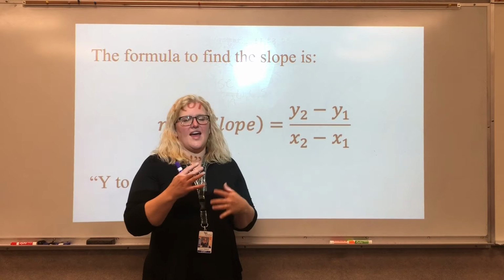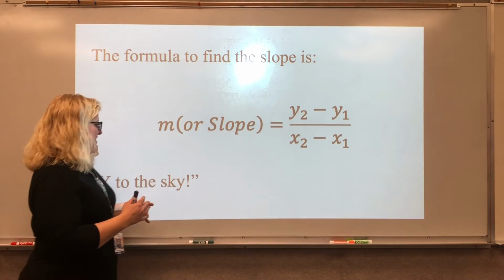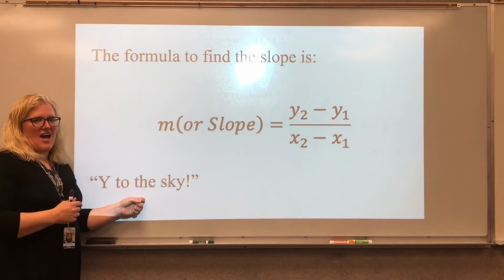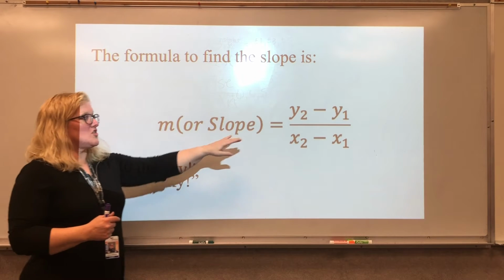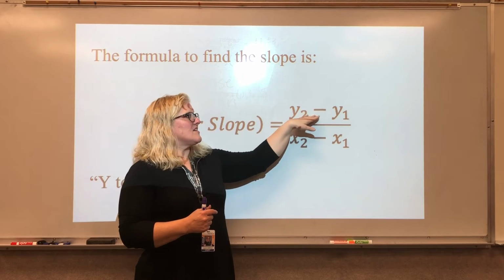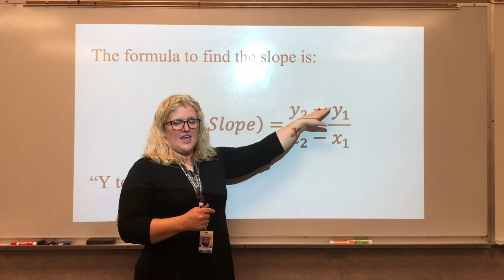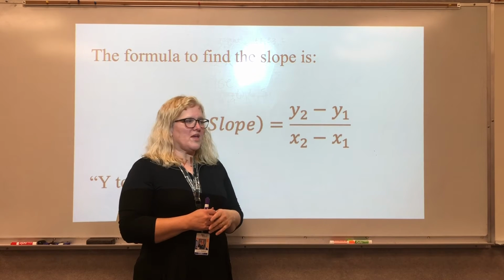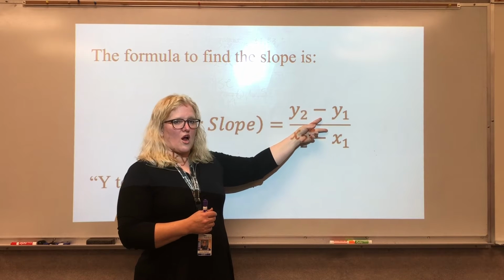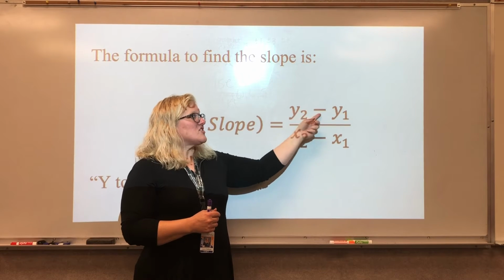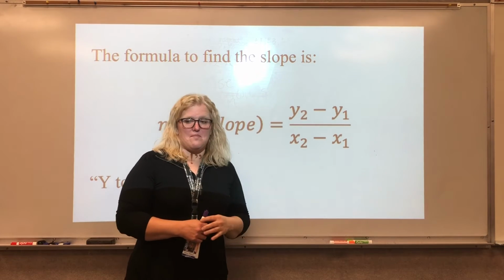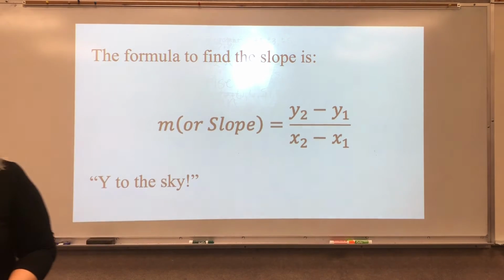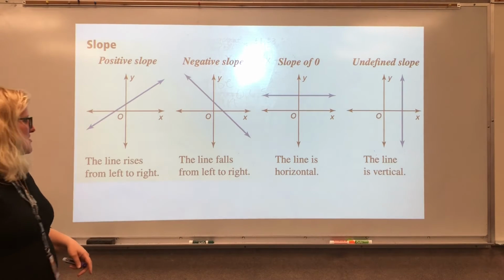A student once said he used to say, y to the sky, which means you remember that the y difference is on the top. That is probably the biggest mistake I see with kids trying to find the slope, is they get these two crisscrossed. But we've got y to the sky, it's up on top. Kind of a little cheesy, but that's okay.